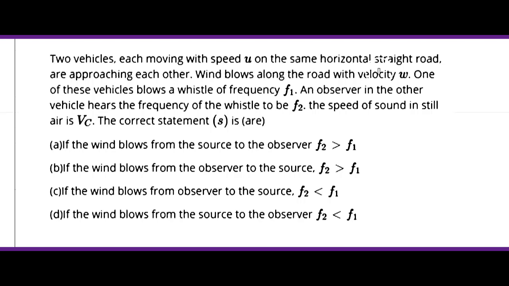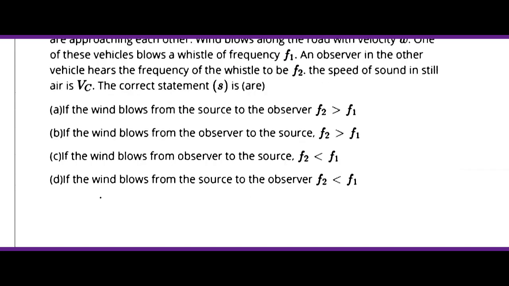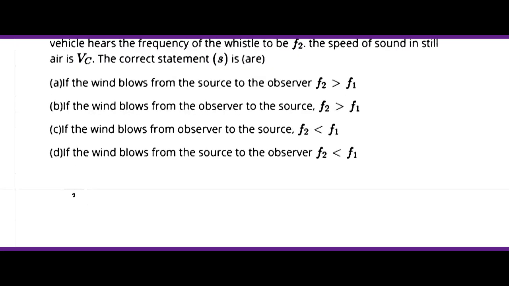Wind blows along the road with velocity w, and one of these vehicles blows a whistle of frequency f1, and the observer in the other hears the frequency of the whistle to be f2, and the speed of sound in still air is vc. So the correct statement or statements are given in options a, b, c, d, so we have to find the correct statement about this.